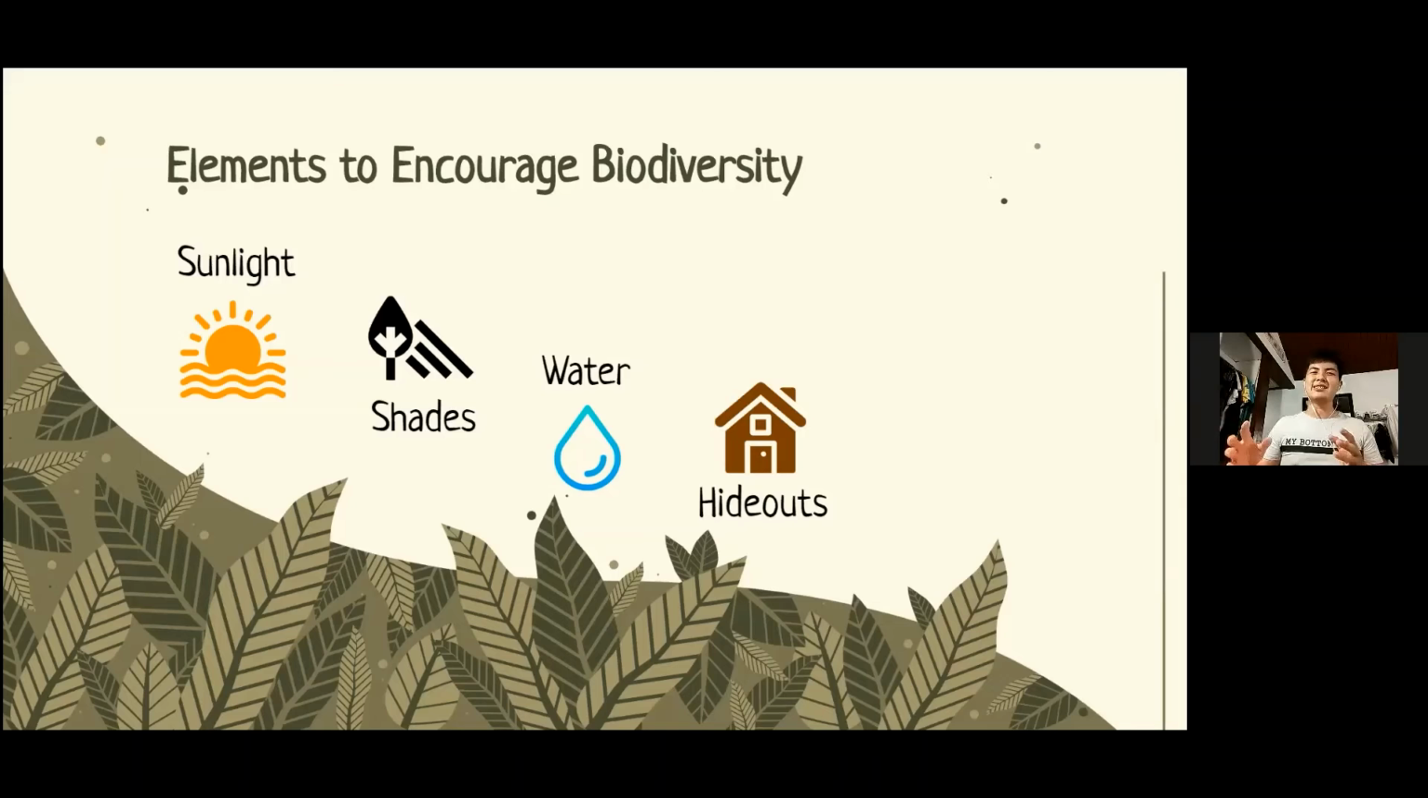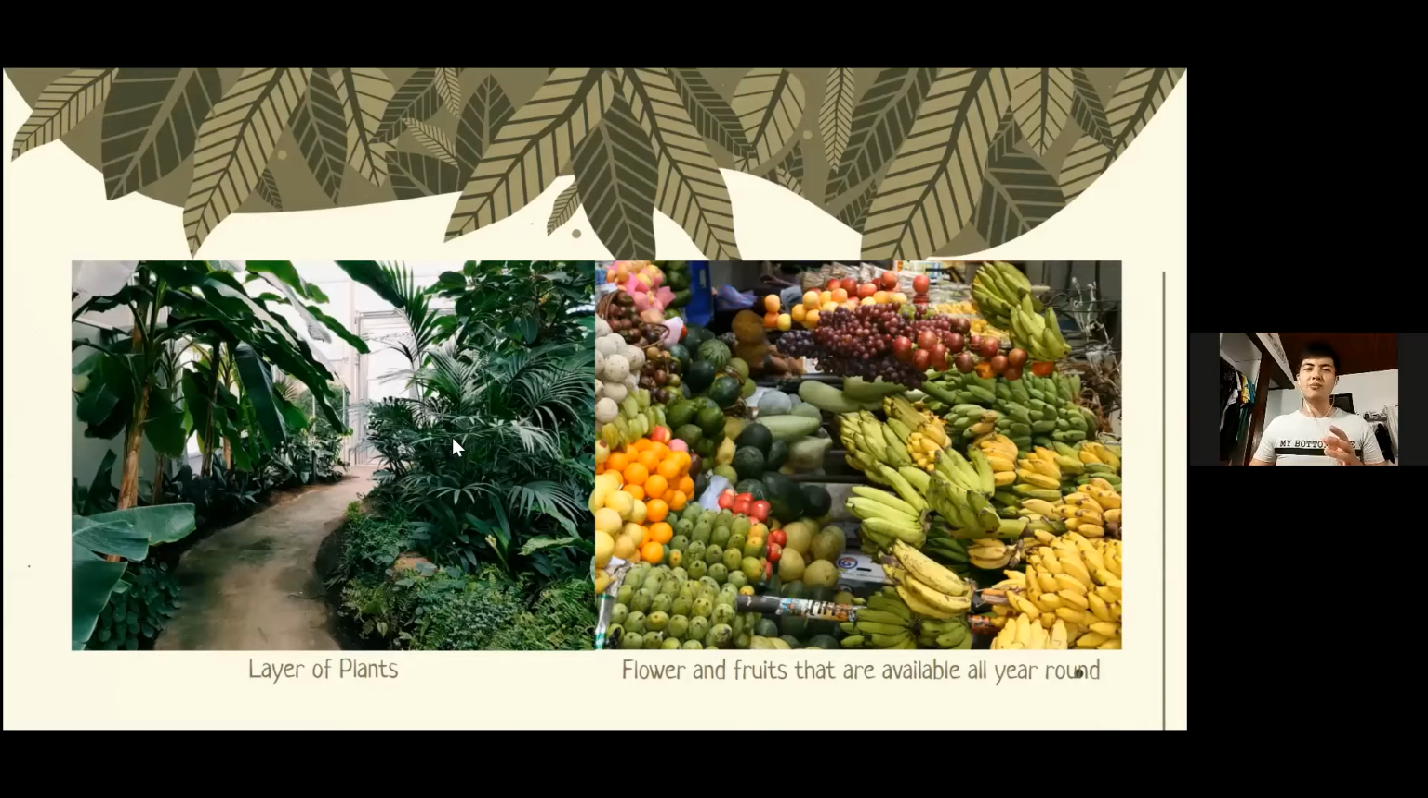I guess it's all up to your own acceptance. And the last element to encourage biodiversity is definitely to get more plants.